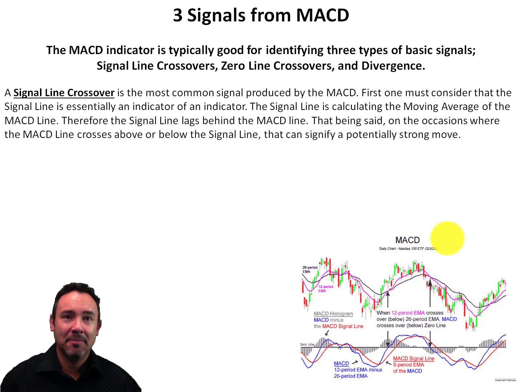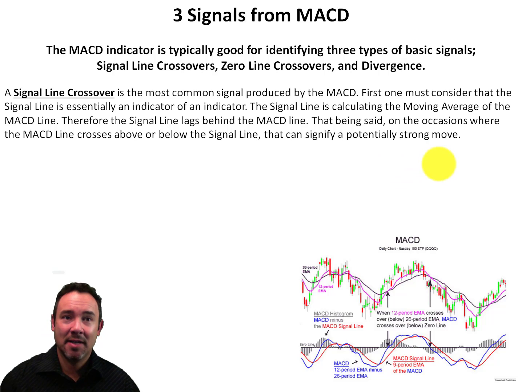So as you can see here, a signal line crossover is the most common signal produced by the MACD. First, one must consider that the signal line is essentially an indicator of an indicator, and we just talked about that. It's actually the 9-period EMA of the MACD line. The signal line is calculating the moving average of the MACD line. Therefore, the signal line lags behind the MACD line. The MACD is the leading line of the two.